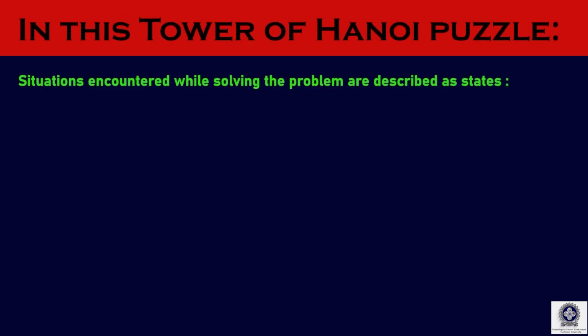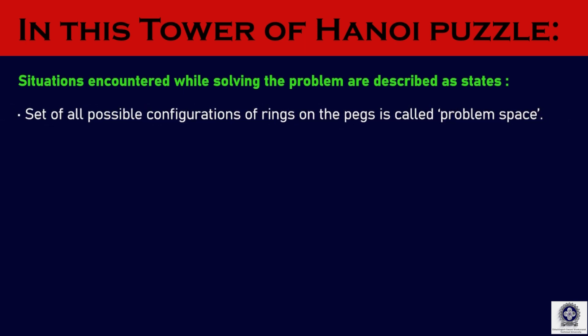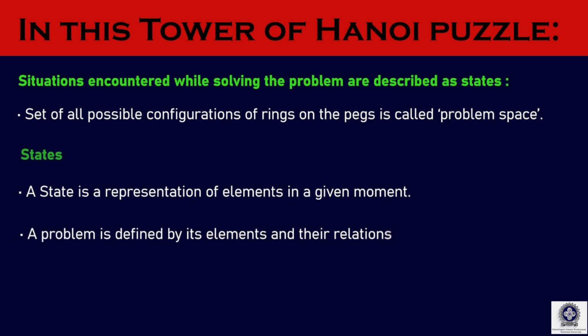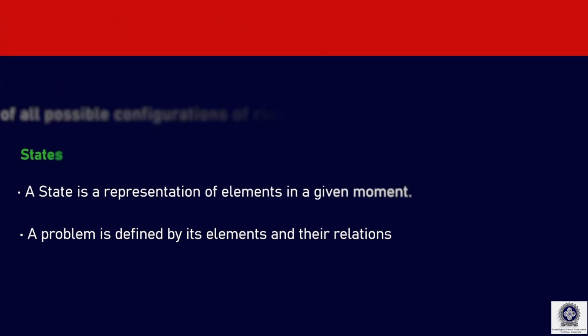In the Tower of Hanoi, the situations encountered while solving the problem are described as states. The set of all possible configurations of rings on a peg is called the problem space. A state is a representation of elements at a given moment. A problem is defined by its elements and their relations.